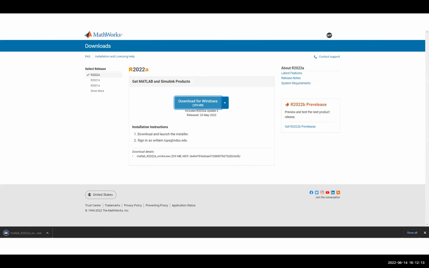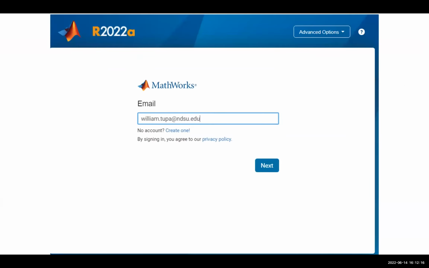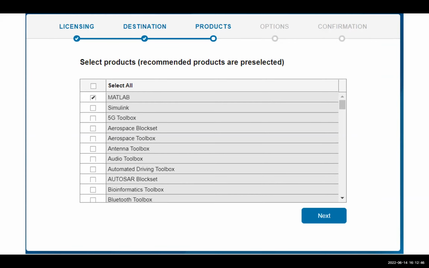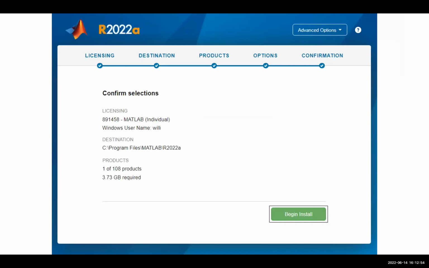And then you wait for this to fill up on the bottom, and click that. Once you open that, it'll have you sign in with your NDSU email. Remember to do SU instead of US, because if you do US, I don't think it'll work, but I know SU does. Then you check which folder you want it to go to, which I don't think really matters. And then you click what version you want to install. I just click MATLAB and then you're ready to install it. I didn't click to install because I already have it downloaded for other classes, but that's all you really need to do.